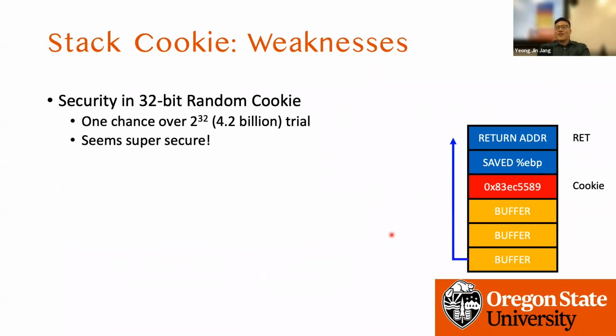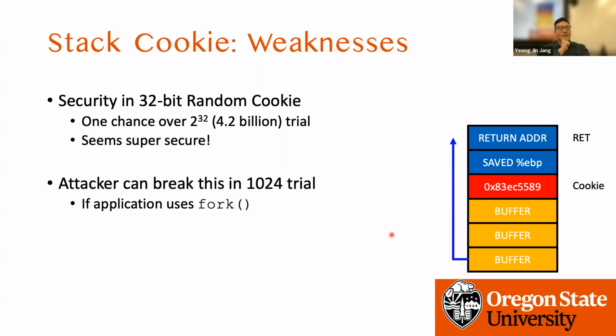The challenge is that you need to guess the random value, but I don't want to make you try 4.2 billion times. Actually, you can defeat this challenge by guessing the random number in less than 1024 trials. Let me explain how you can do that. One condition is that the application must use fork.